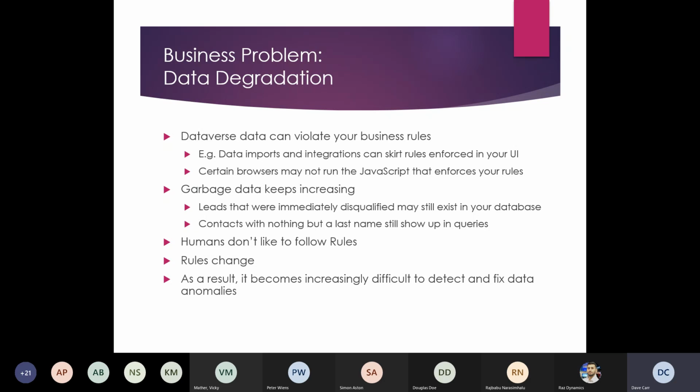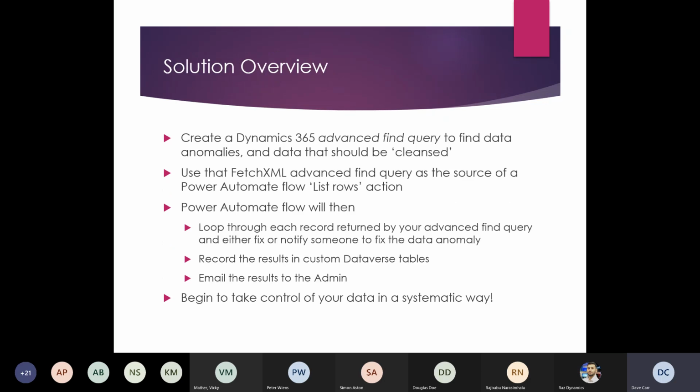I don't think any client I've ever worked with has not had a problem with data. One of the main problems is because humans don't really like to follow rules, and they'll try to get things done as quickly as they can, as easily as they can. And from a business perspective, rules change. So something you didn't have in place 4 years ago means that data is not following the same rules you do today. So as a result of all these issues, it's increasingly difficult to detect and fix what we call data anomalies. So to fix this problem, we created a framework, and the solution entails basically using standard CRM, Dynamics 365 advanced find queries.